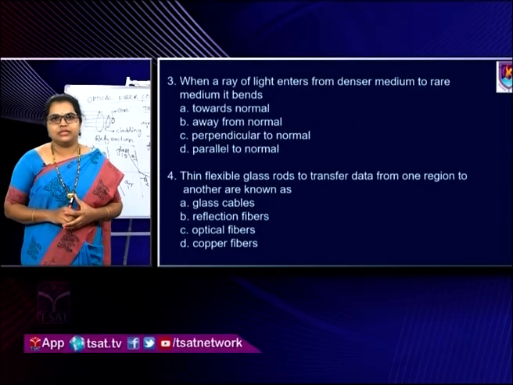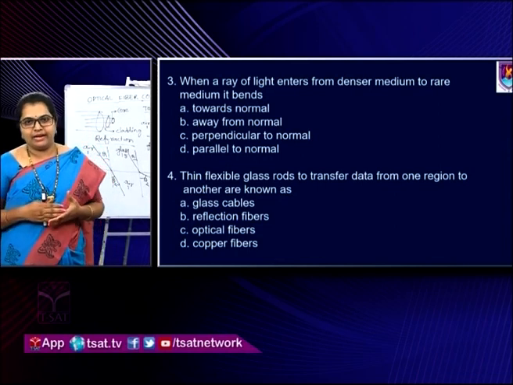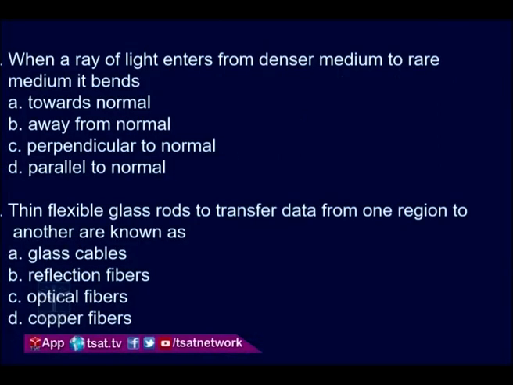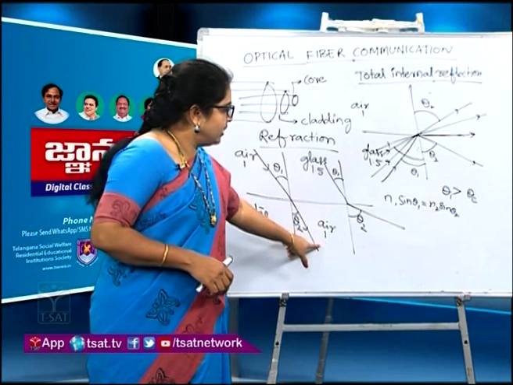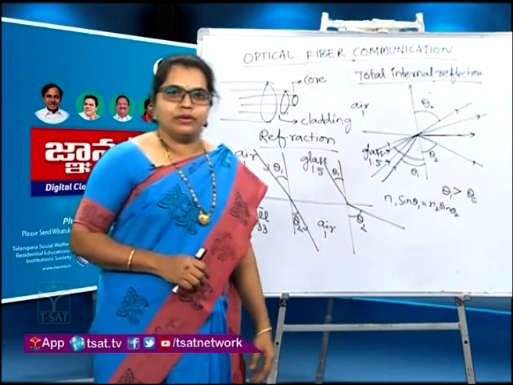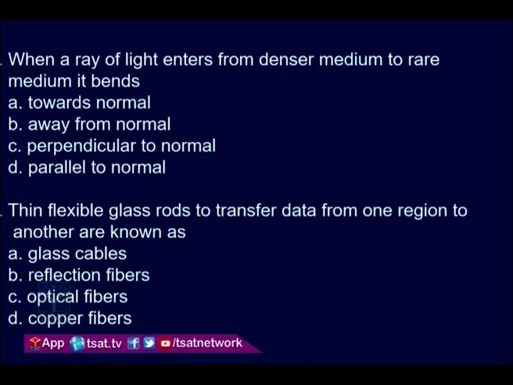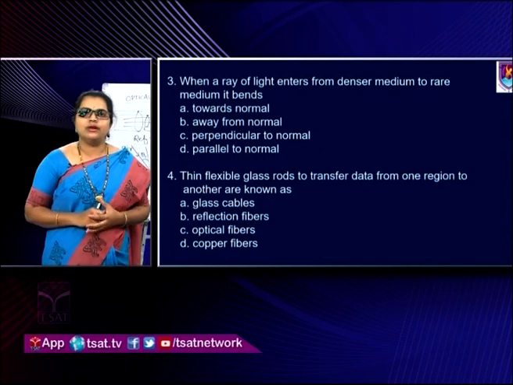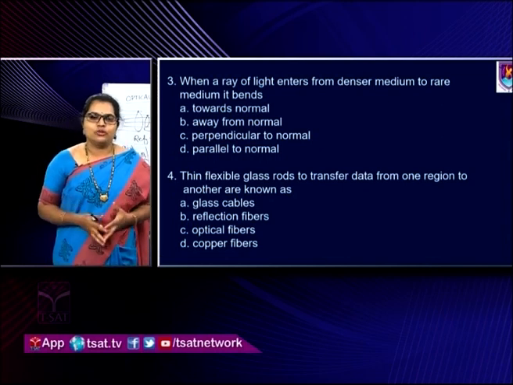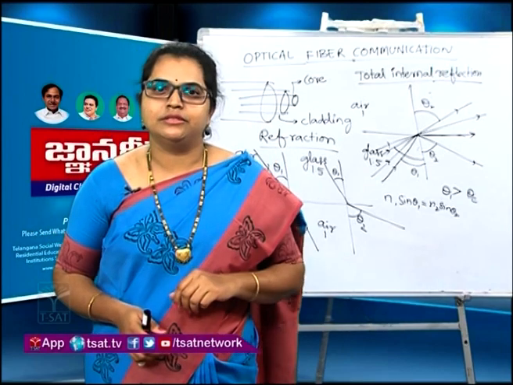Third question. See, when a ray of light enters from denser medium to rarer medium, it bends. Do you need options? See here, we discussed whenever the light ray enters from denser medium to rarer medium, it bends away from the normal, right? So, what is the answer here? Option B is the answer, bent away from the normal. Fourth one, thin flexible glass rods to transfer data from one region to another are known as what? Obviously, it is optical fibers.